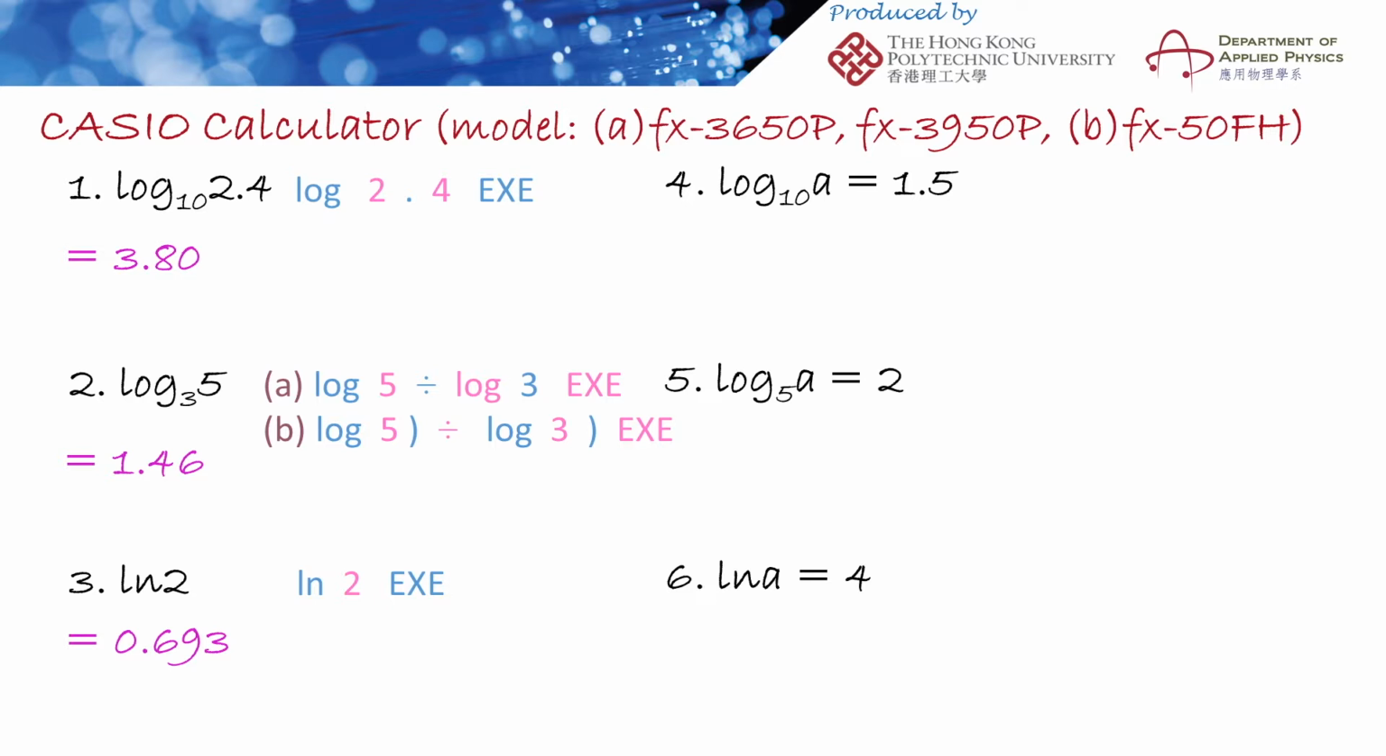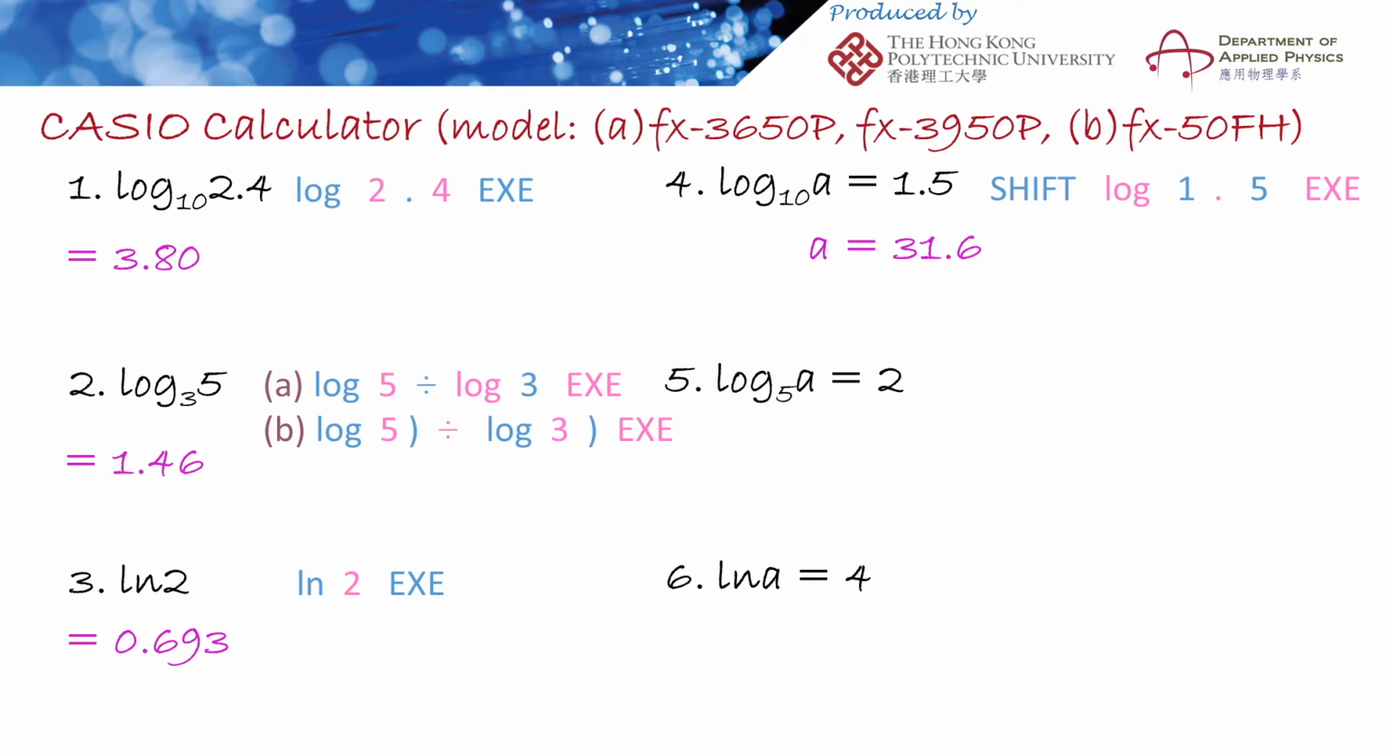For question 4 to 6, we would like to solve the unknown a. In this type of question, this is very easy, just add a shift button and then followed by the previous process. For question 4, the base number is 10. It is easy to get the answer. Just add a shift button. The answer can be obtained by entering shift log 1.5 and EXE.